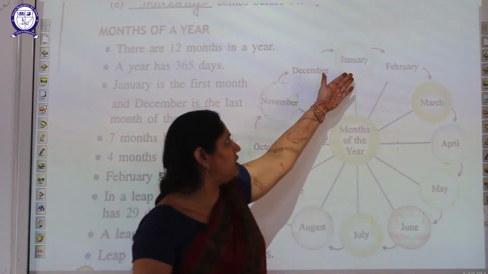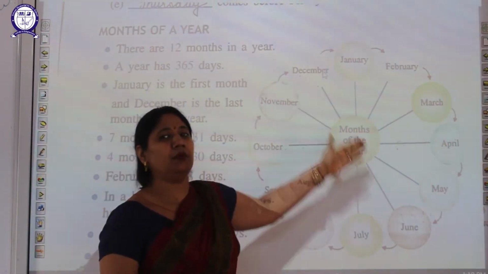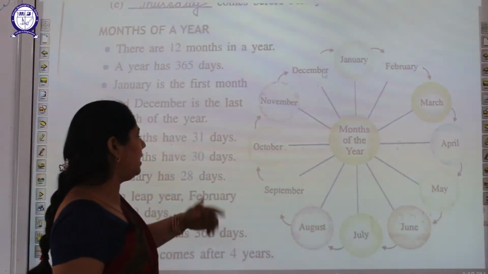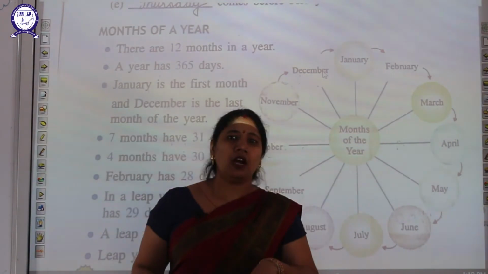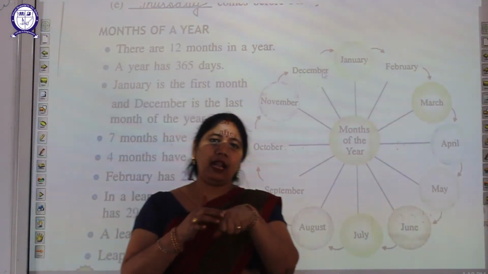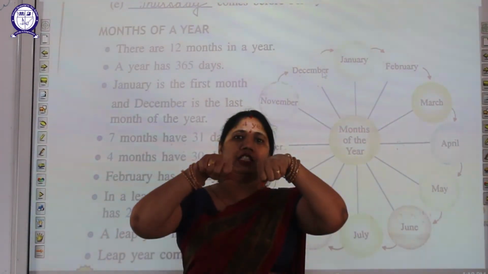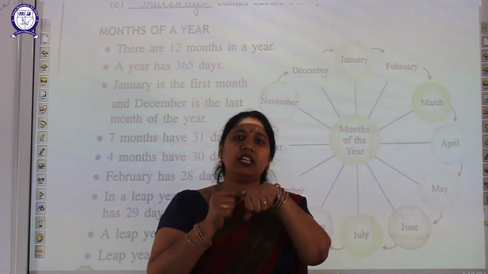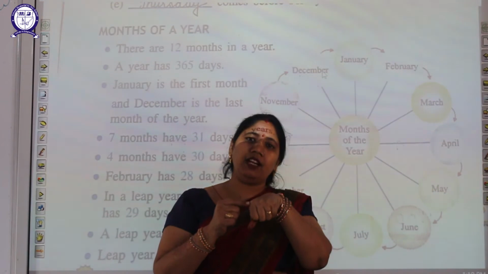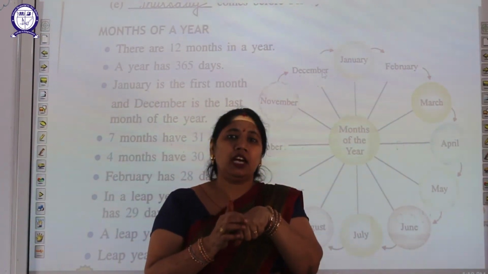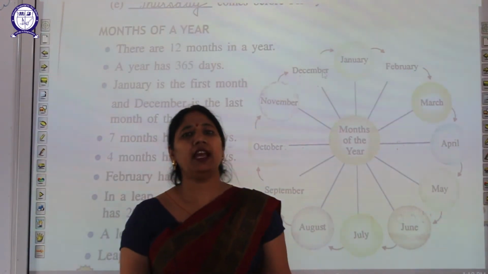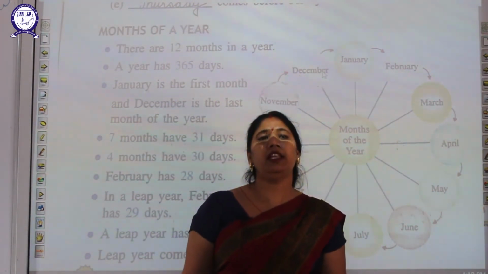The first month is January and the last month is December. 7 months have 31 days. You have to count the days with the help of your chunks. Okay, these are your chunks. The upper part of the chunk is 31 days and the lower is 30 days, except February, because February has 28 or 29 days.